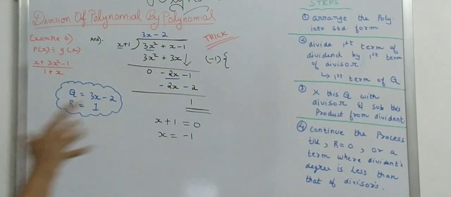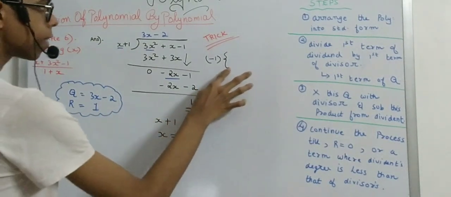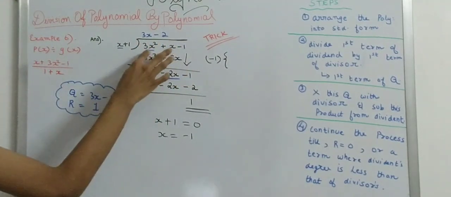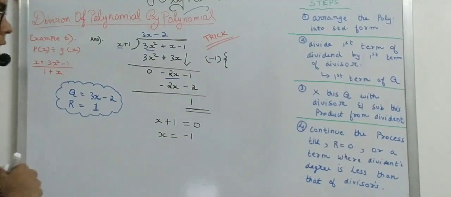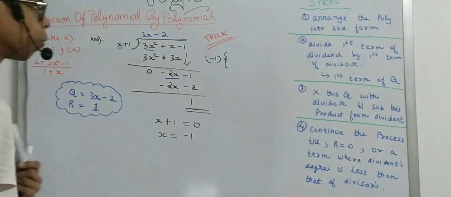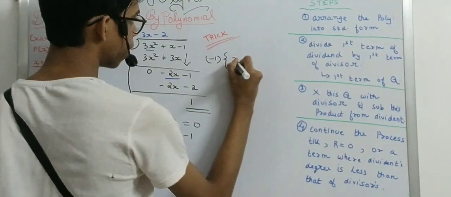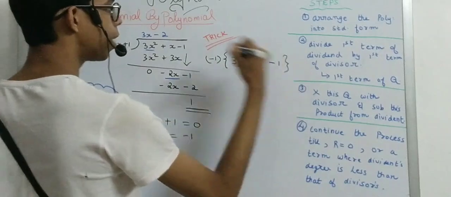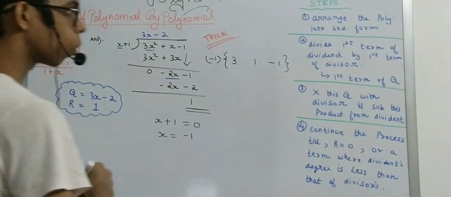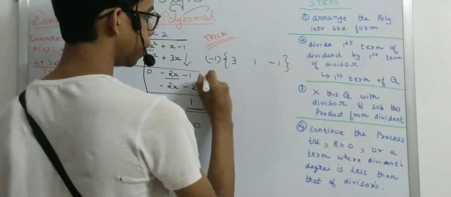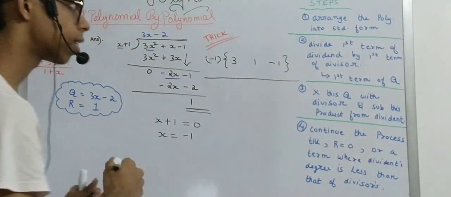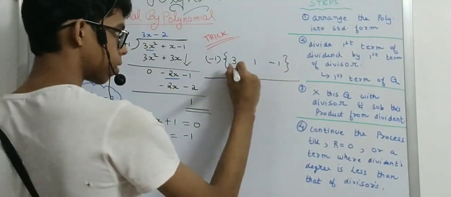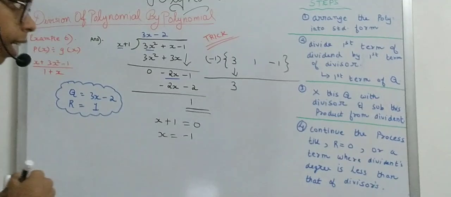Now the next step is to copy down the coefficients of the dividend. Your dividend is 3x square plus x minus 1. So the coefficients of the dividend are 3, 1 and minus 1. Now just put a line like this. This 3, just copy down this 3 as it is.